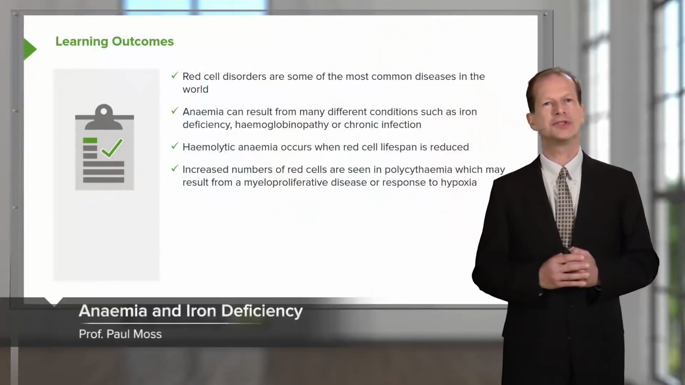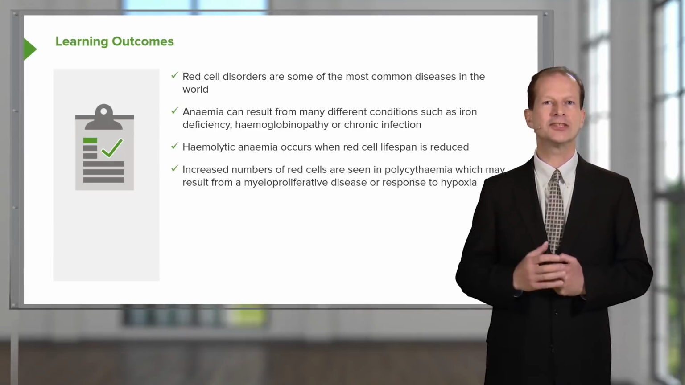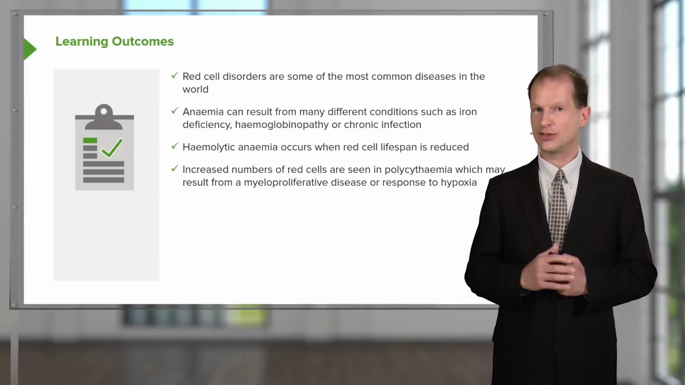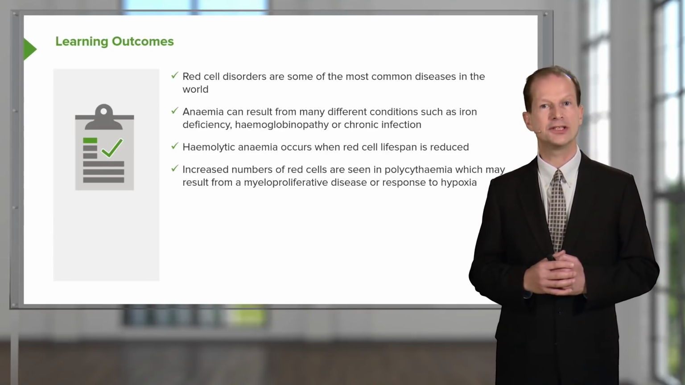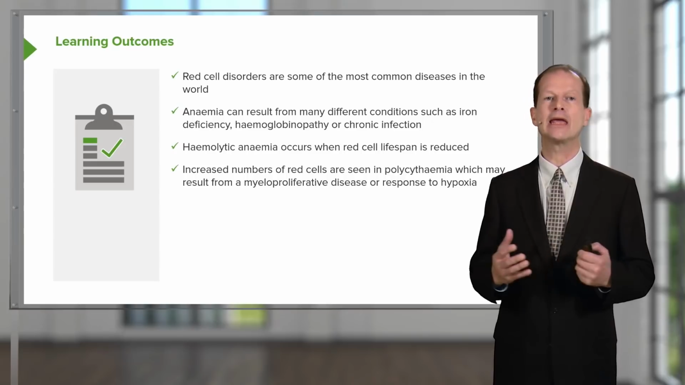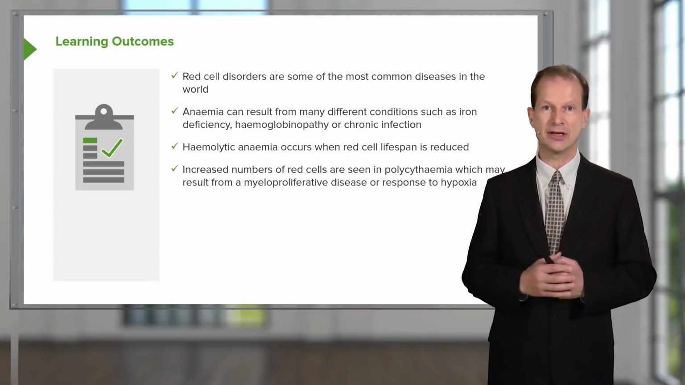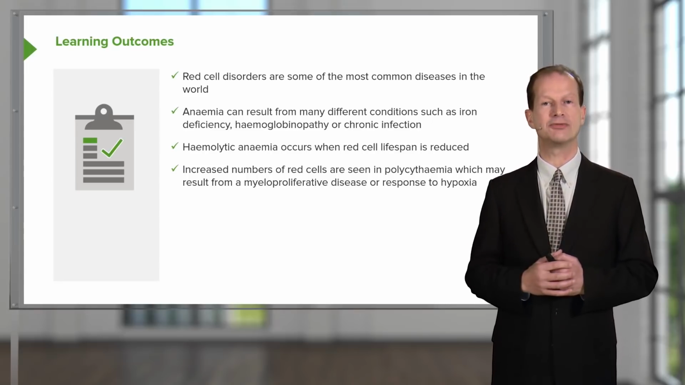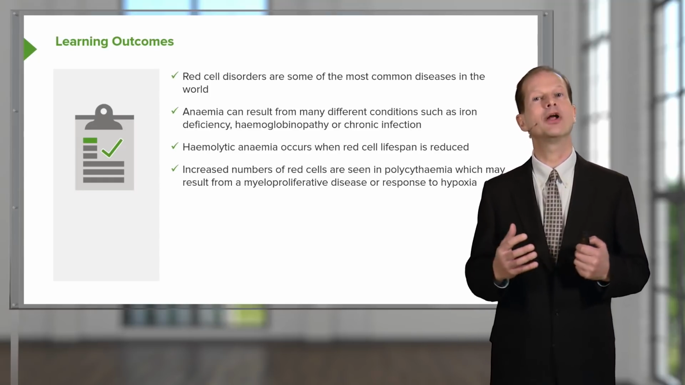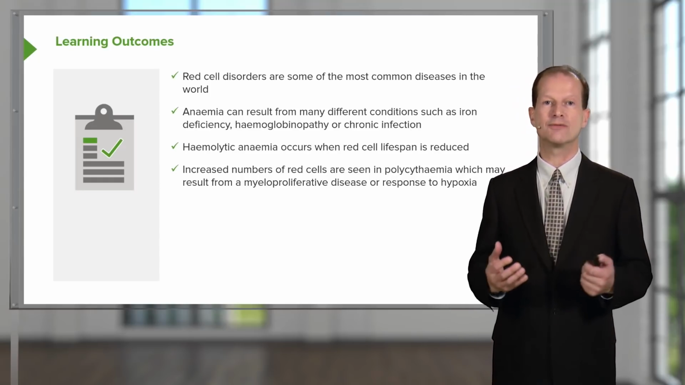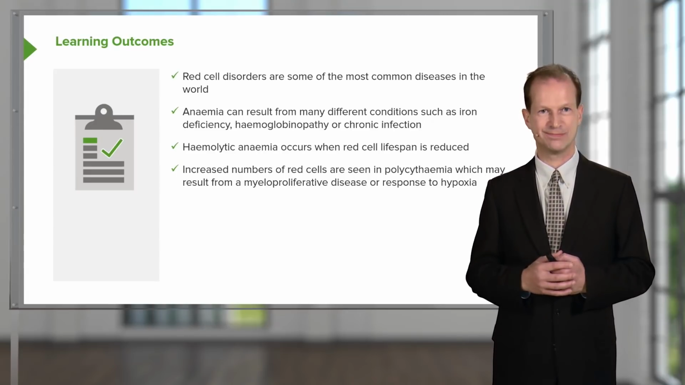The learning outcomes that you will gain from this lecture include these 4 points. Red cell disorders are some of the most common diseases in the world. Anemia can result from many different conditions, such as iron deficiency, hemoglobinopathy, and chronic infection. Hemolytic anemia occurs when the red cell lifespan is reduced. And increased numbers of red cells are seen in polycythemia, which may result from a myeloproliferative disease or response to hypoxia.